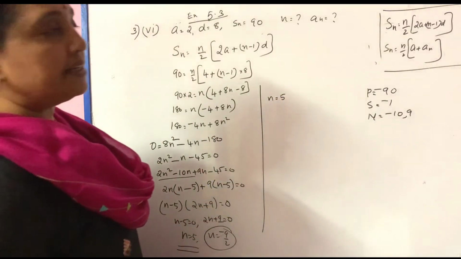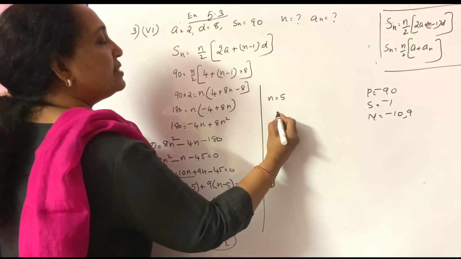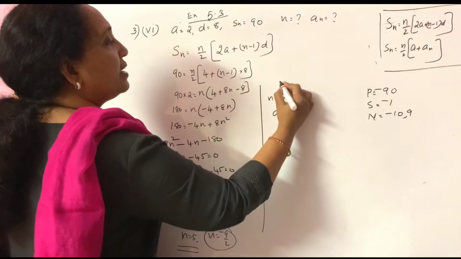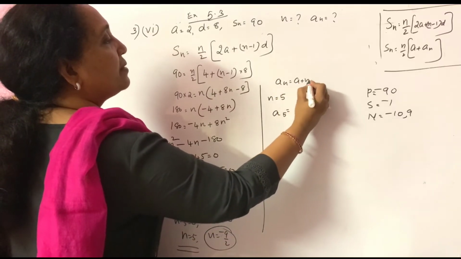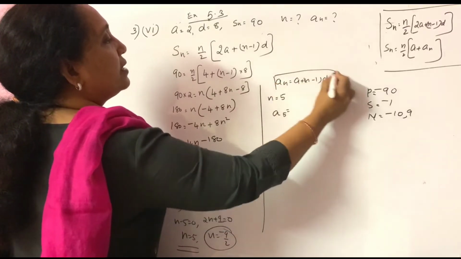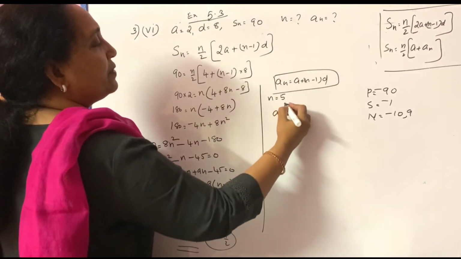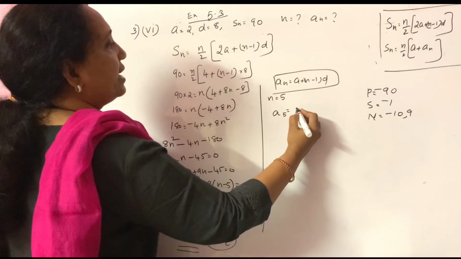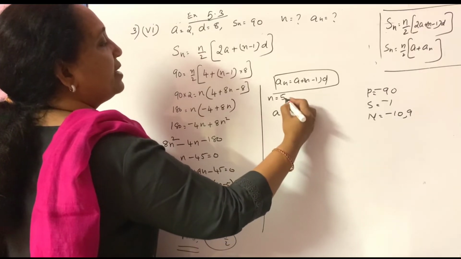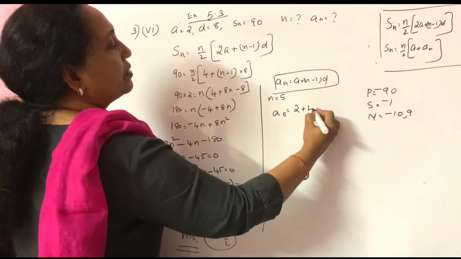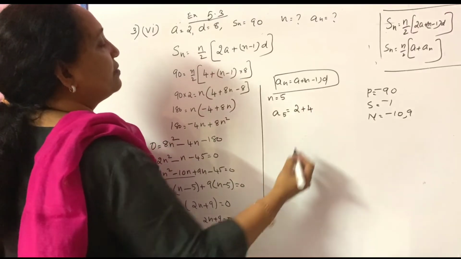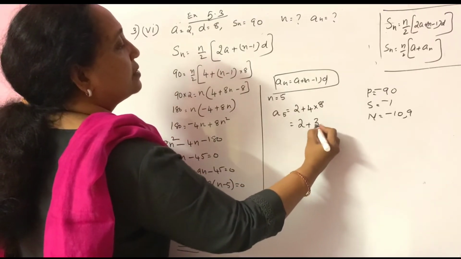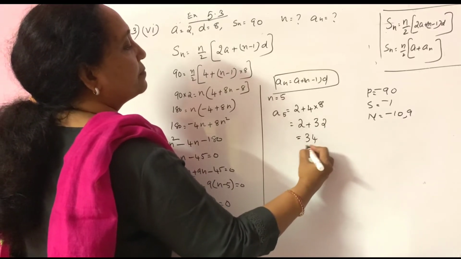Now we want to find out an. n is 5, that means an means a5. What is the formula for an? An is equal to a plus n minus 1 into d. Okay. That means we want to find out the 5th term. That means a5 is equal to a, a means 2, plus n minus 1 is equal to 4, 5 minus 1 is 4, into d. 4d is 8, which is equal to 2 plus 32 is equal to 34.